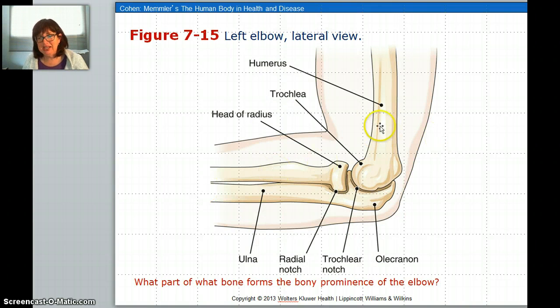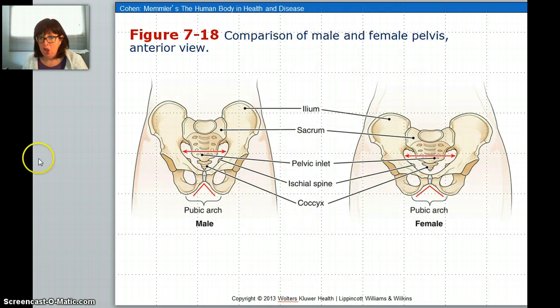Again, I want you to realize how the bones are shaped so they fit and articulate with each other. We're not going to get into too much detail as to the naming of each of these processes. When you look at the pelvic region, the female pelvis is larger, so the baby's head can fit through there, and it is wider. This is why women normally have wider hips.